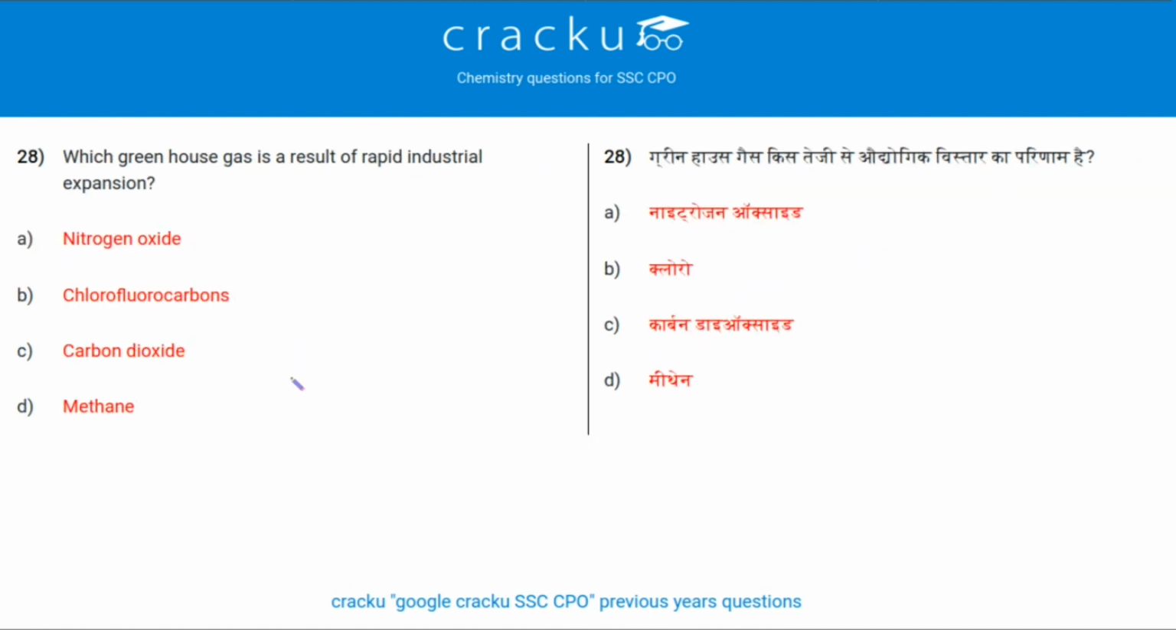Next question. Which greenhouse gas is a result of rapid industrial expansion? Once again, this is CFC, that is chlorofluorocarbon, and it causes ozone depletion.